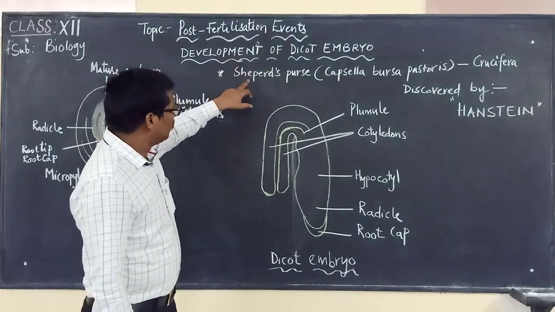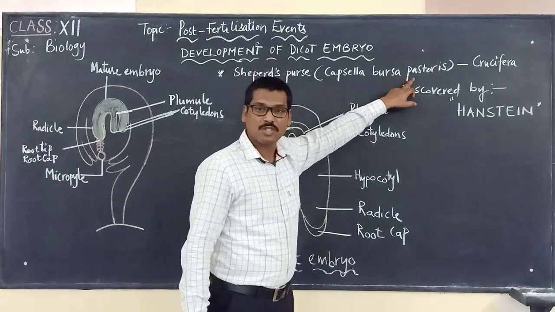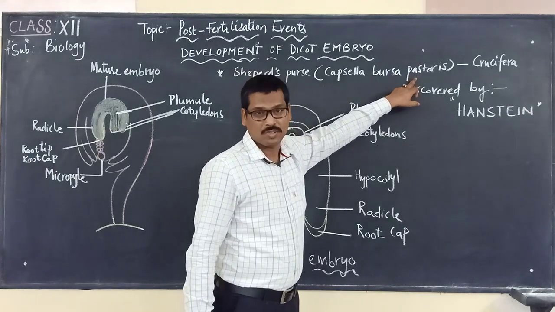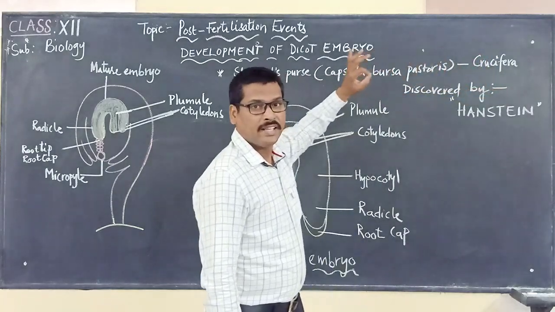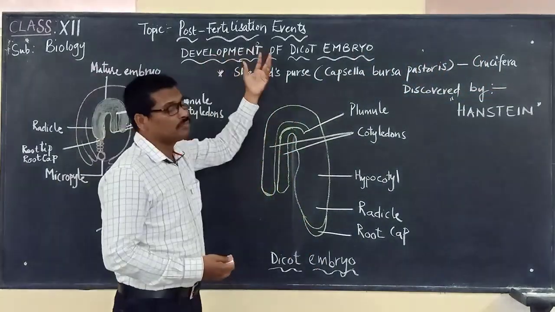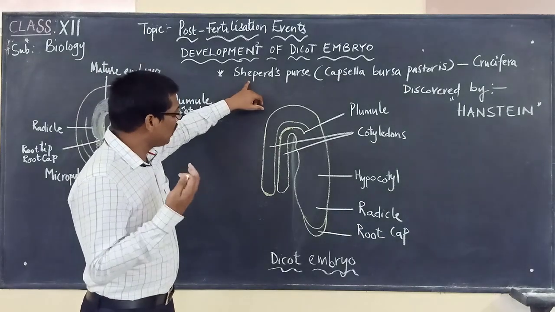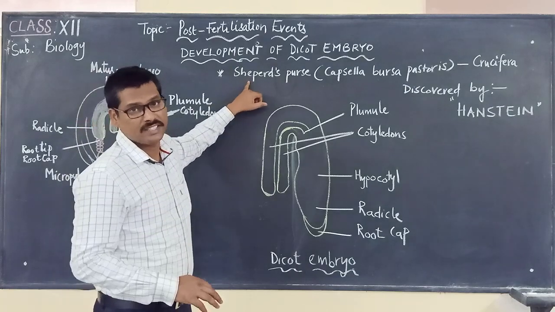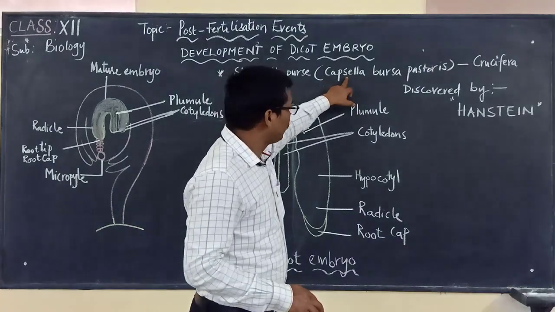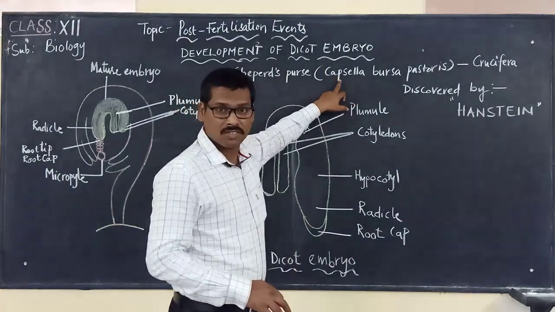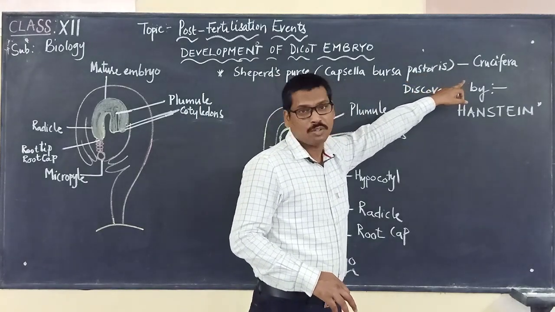Now here, the shepherd's purse, otherwise Capsella bursa-pastoris, belonging to the family Cruciferae. In this plant, they studied how the development of the dicot embryo takes place. Commonly it is called shepherd's purse, otherwise Capsella bursa-pastoris, belonging to the family Cruciferae.